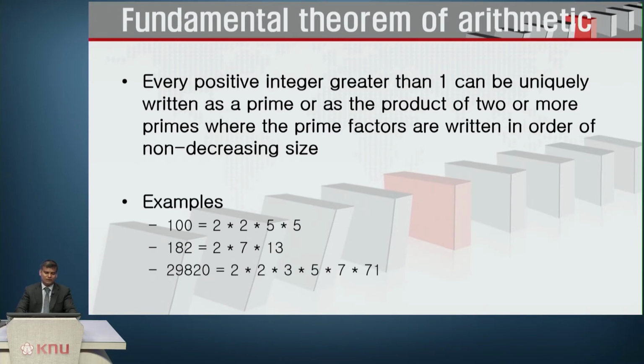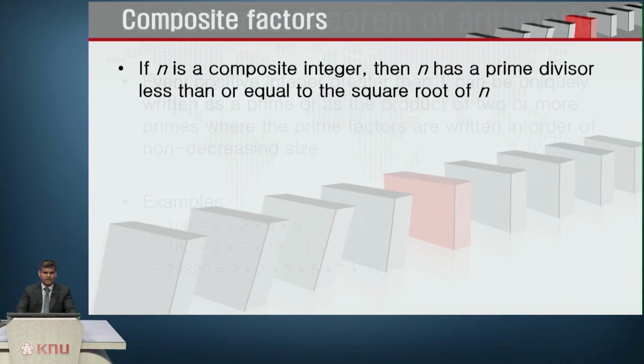And we'll go further, like 29,820. Still that can be written as the product of primes: 2 times 2 times 3 times 5 times 7 times 71. Yes, this is one of the fundamental theorems that we have to keep in mind.